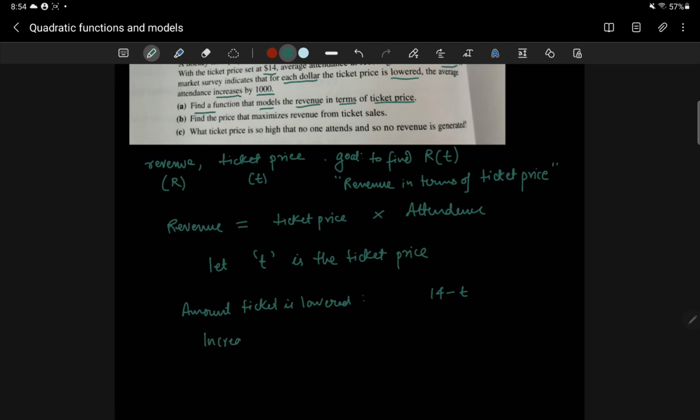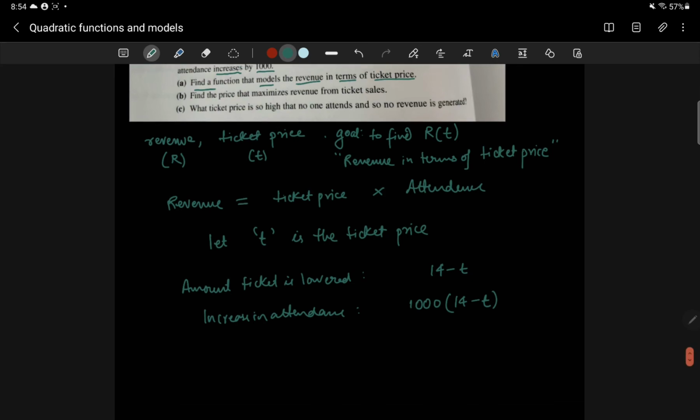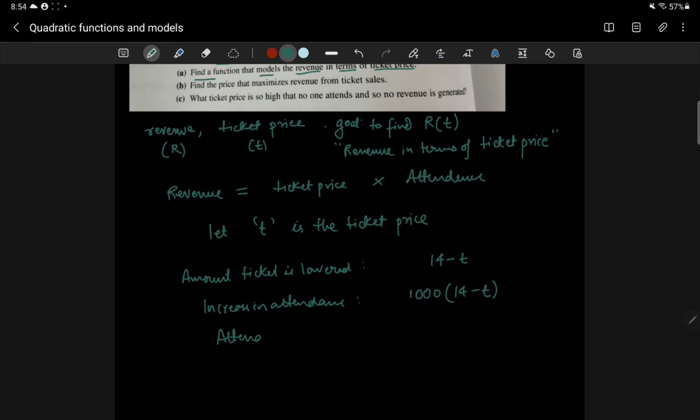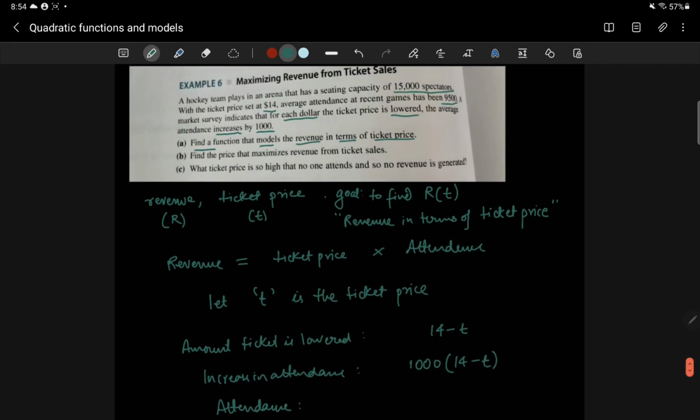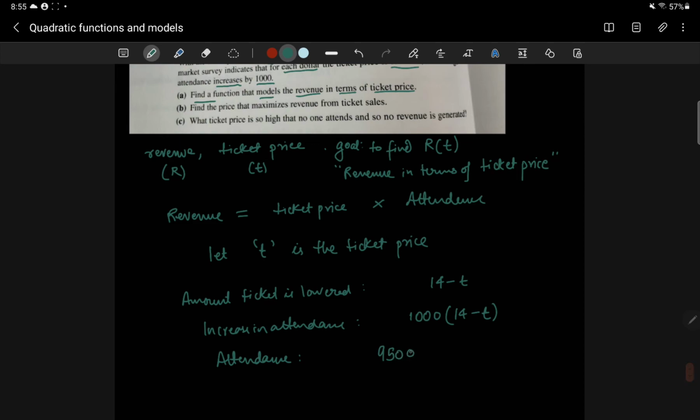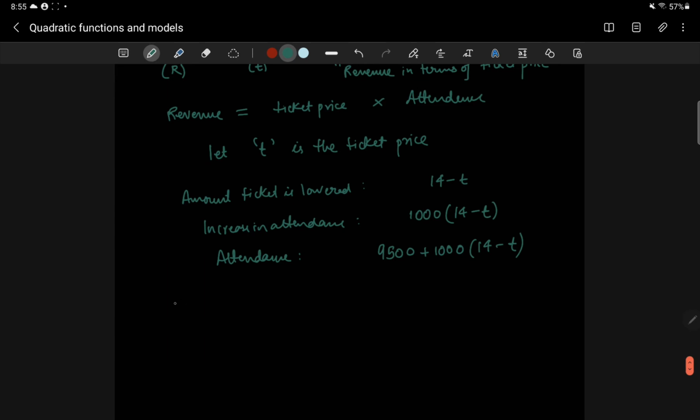And the increase in attendance, it says that for every dollar that you do that, you get 1,000 more people. So for example, if T was 7, so you lowered $7, it would be 7,000. So it's 1,000 times 14 minus T. And what is the actual attendance? We already know that 9,500 people are going to attend for sure, and then it's an additional 1,000 for whatever we reduce, which gives me that revenue must be the ticket price times the attendance, and the attendance is 9,500 plus 1,000 times 14 minus T.